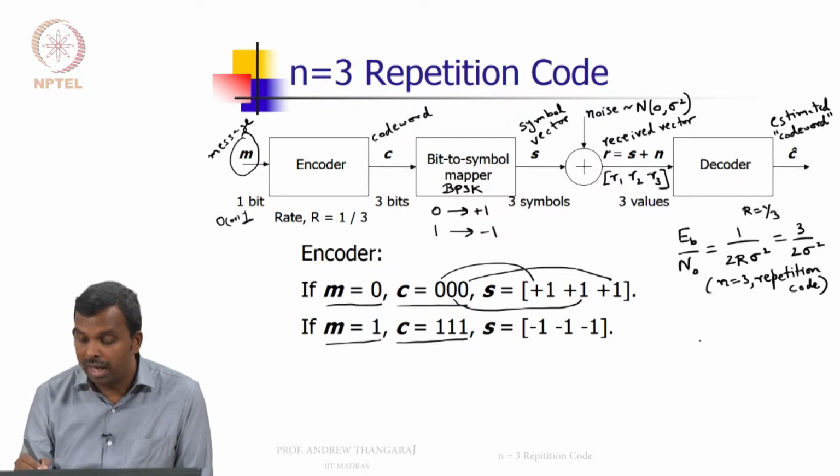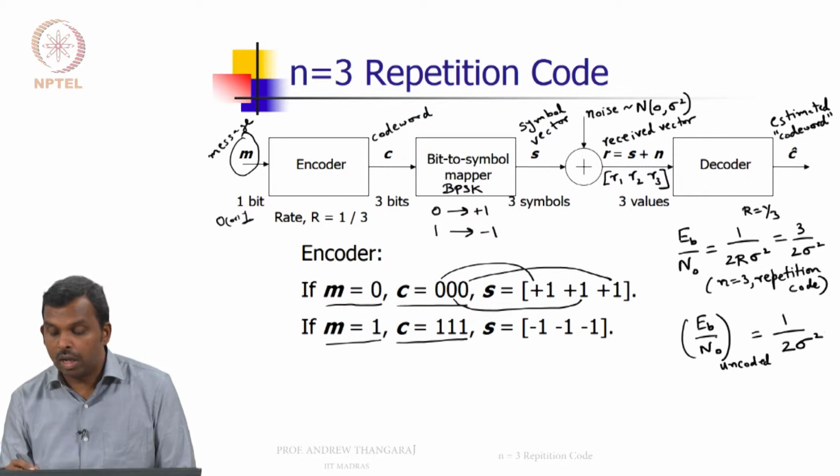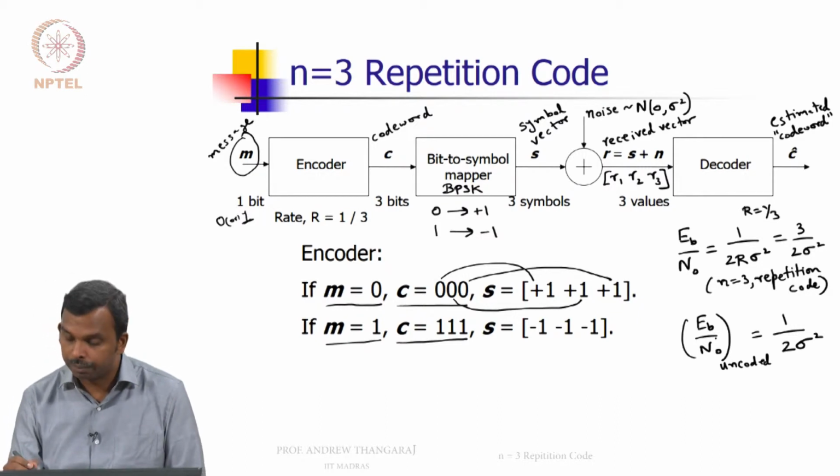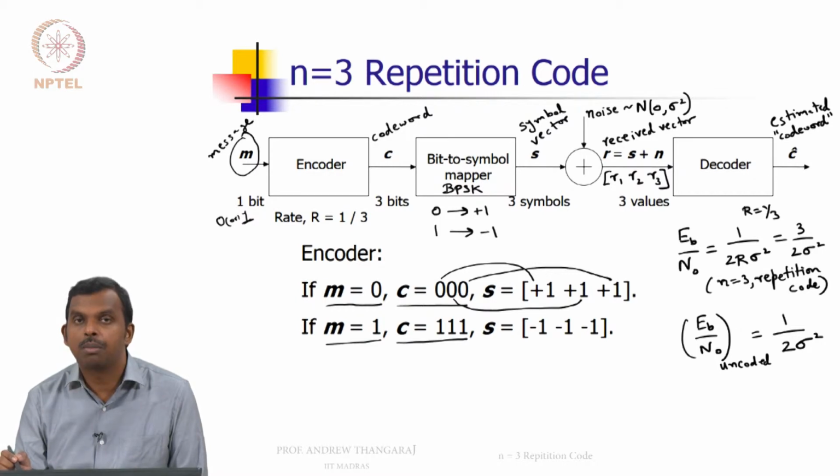What happens if you have the uncoded situation? If you look at Eb over N0 uncoded, the rate is actually 1. So you have just 1/(2 sigma squared). Notice what happens here. For the same value of Eb over N0, in the uncoded case you will get one sigma. For the same value of Eb over N0, in the coded case you will get another value of sigma. So this is something important to note.